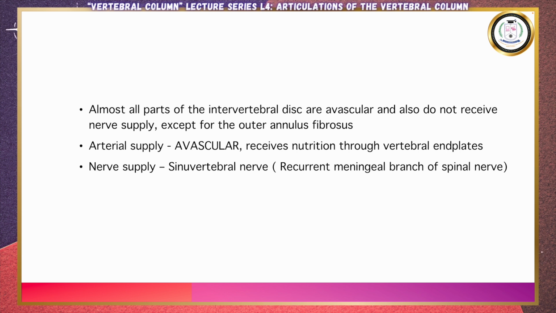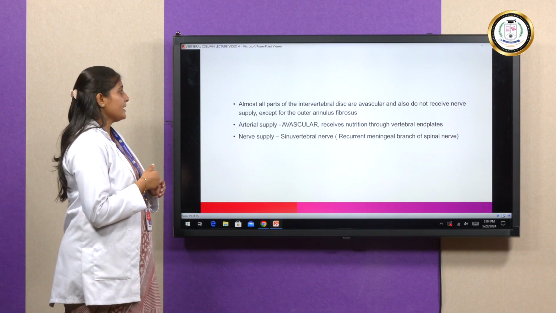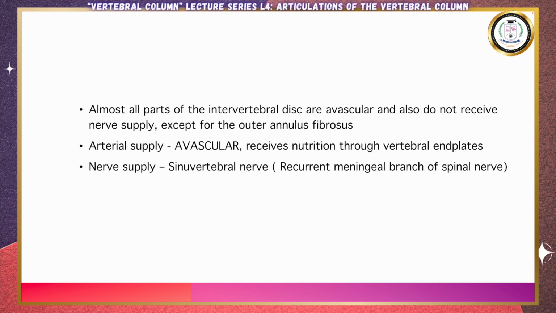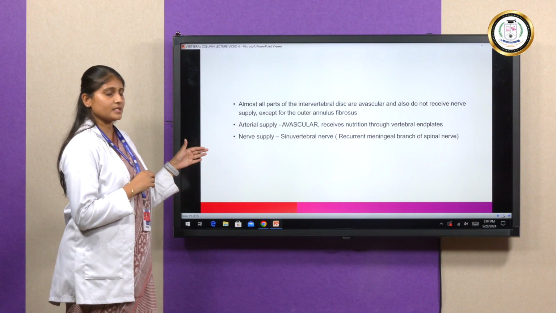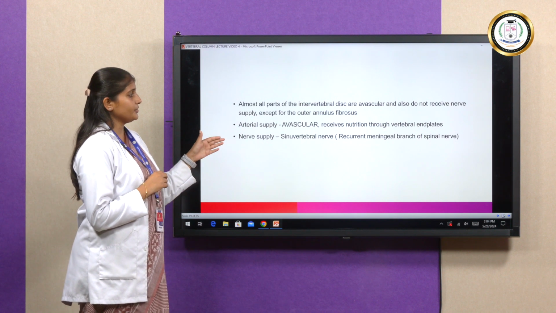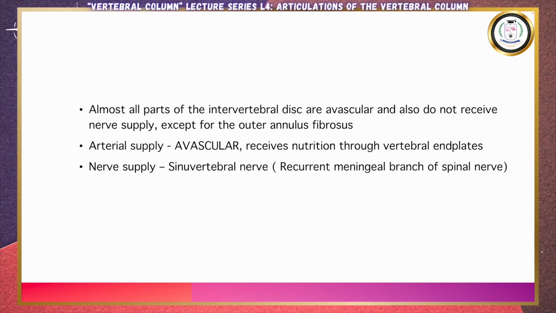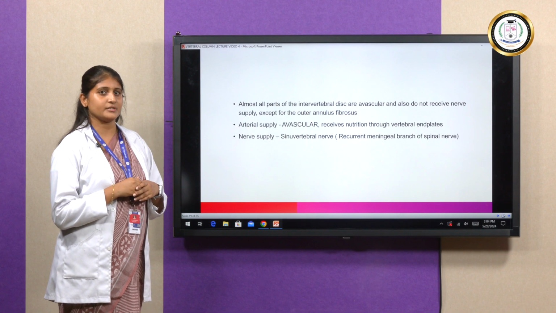Almost all parts of the intervertebral disc are avascular and also do not receive any nerve supply, except the outermost annulus fibrosus. Nearly 70% of the annulus fibrosus receives no vascular supply. So usually the 30% receives blood supply through the nutrient arteries from the vertebral end plates, and it also receives nerve supply from the sinuvertebral nerve, which is a recurrent meningeal branch of the spinal nerve.